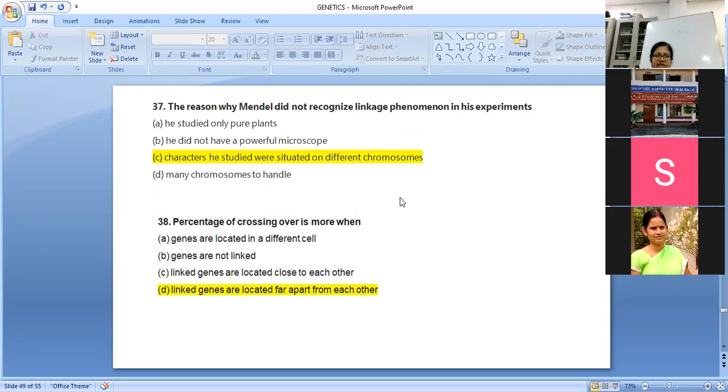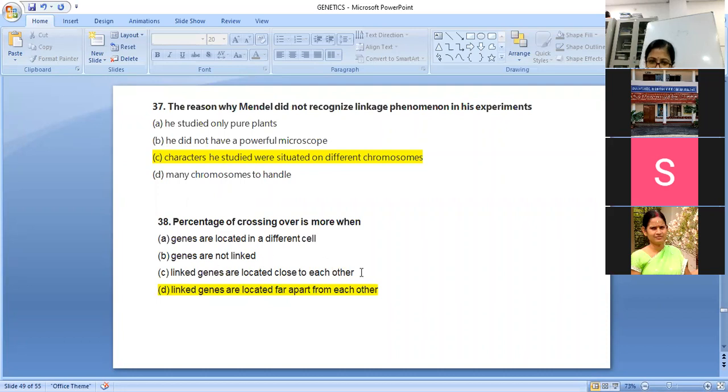Coming to the next one, percentage of crossing over is more. Genes are located in a different cell. Genes are not linked. Linked genes are located close to each other, and linked genes are located far apart from each other. First option is null and void. If there is a different cell, there is no chance of crossing over. Genes are not linked, so we are not considering crossing over.